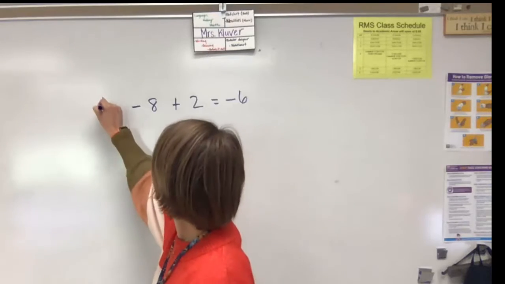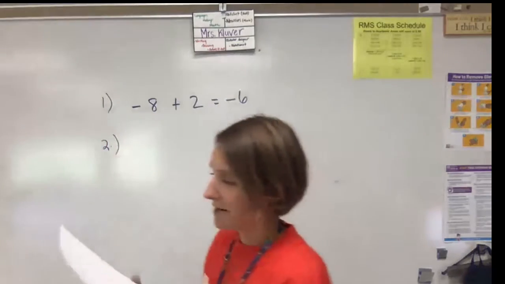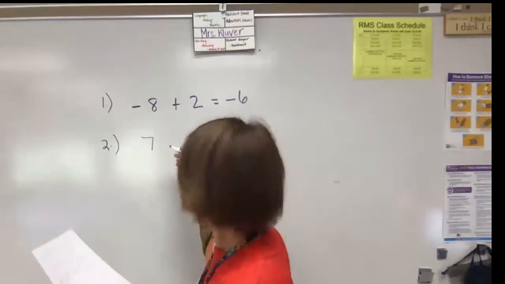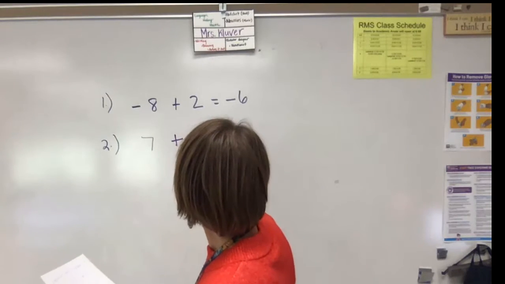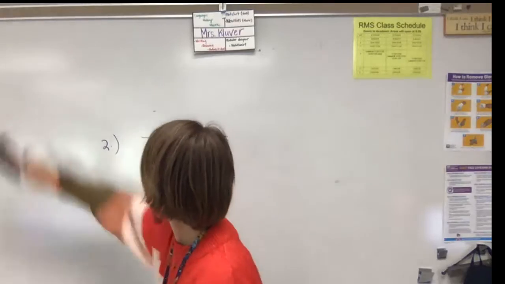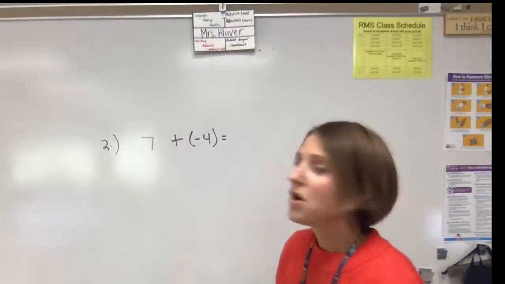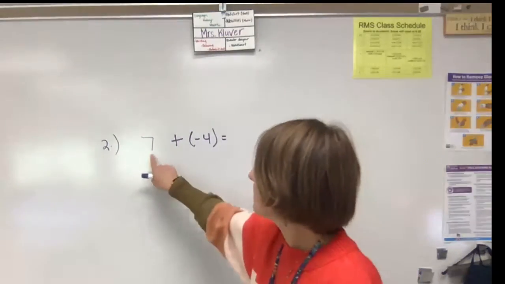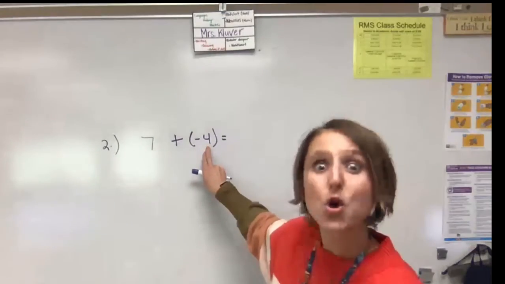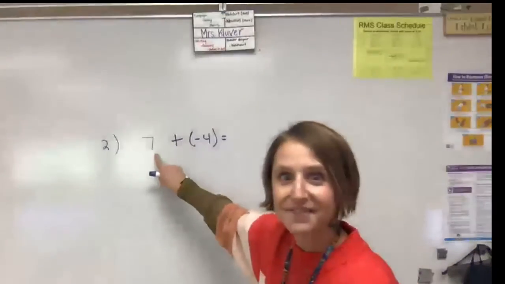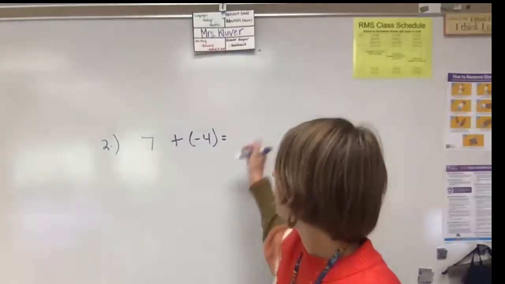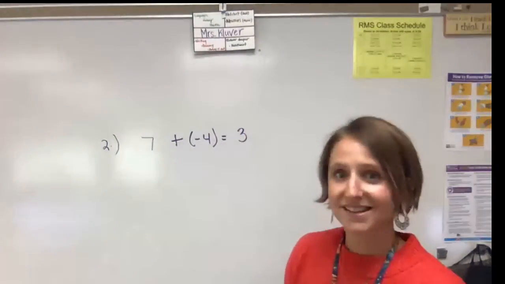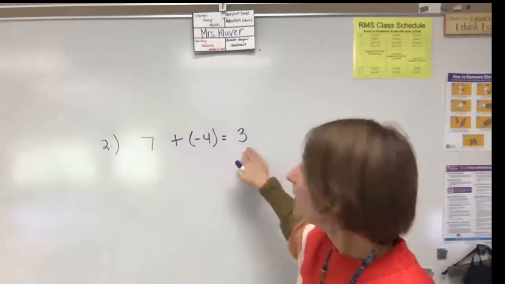Here's another one. Are you ready? 7 plus a -4. Think about it like you have two teams, the positive team and the negative team. Who won? The positive team did, right? By how much did they win? What's 7 take away 4? They won by 3 points. So 7 plus a -4 is 3.